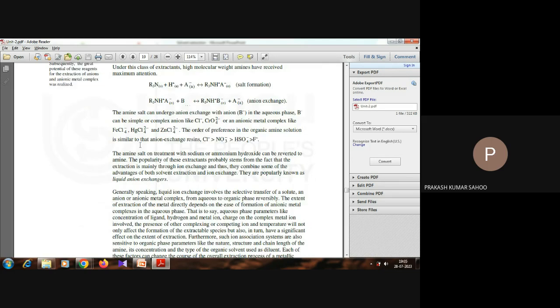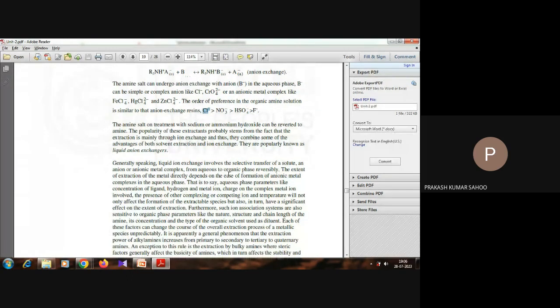Then just remember these things. In anion exchange resin, this is the order of preference: chloride has more efficiency of ion exchange than nitrate, followed by bisulfate and fluoride. This is popularly known as a liquid anion exchanger, where anion exchange takes place.